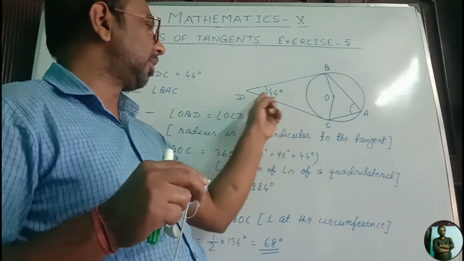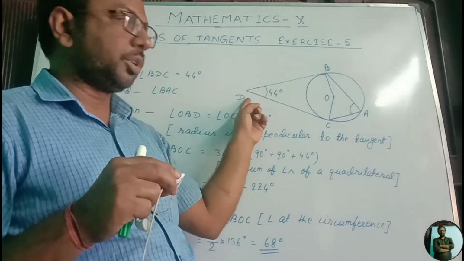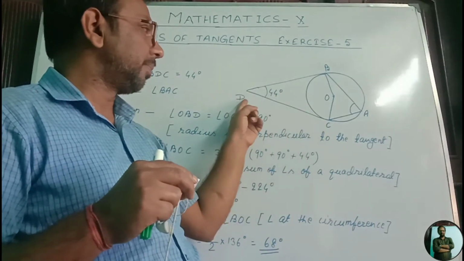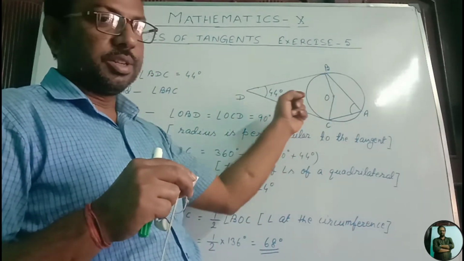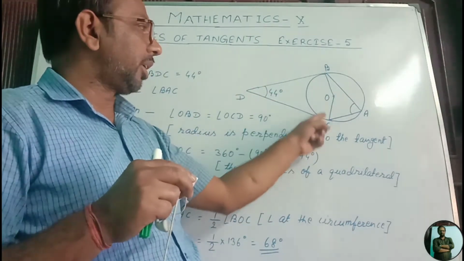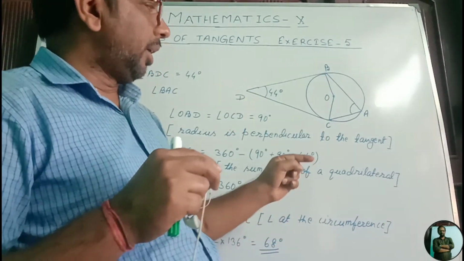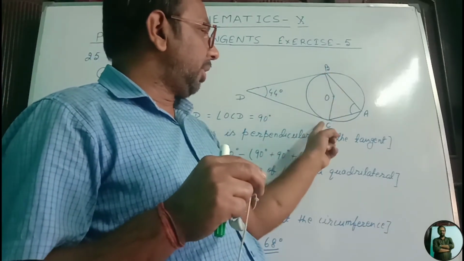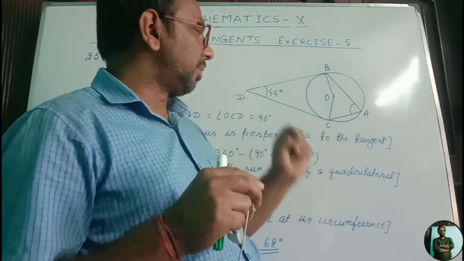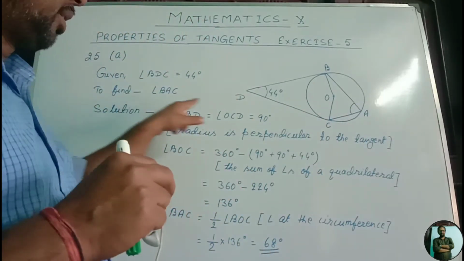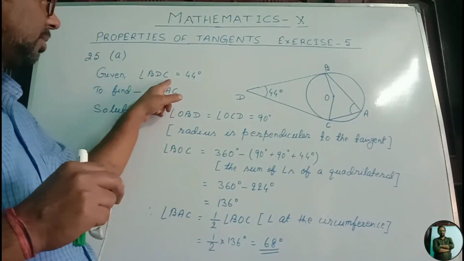In question number 25a, a figure is given. In this figure two tangents are drawn from the external point D. Those two tangents are BD and CD. Their points of contact are B and C. O is the center, and these two points of contact B and C are joined to O, OB and OC. And from B and C, one angle is subtended at the circumference, that is angle BAC. We are asked to find angle BAC.